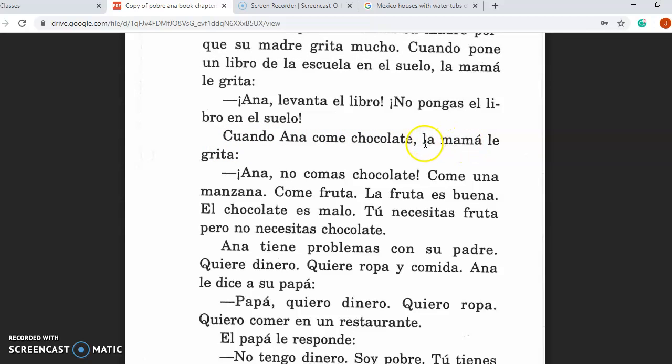The mother, sometimes we use the article "the" instead of "her." It doesn't really matter. It's just your preference as an author.